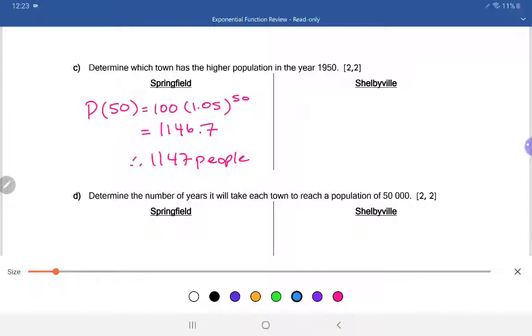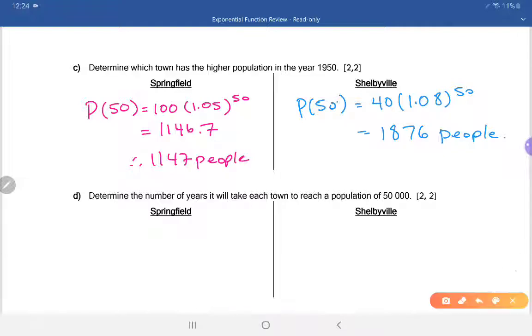This one, Shelbyville, was 40 people to start. And was it growing at 8%? I actually don't remember now. I think it was growing at 8%. If not, you can fix it. But this is looking at 1,876 people if I use the right numbers. And then D, I would say you don't have to worry about D because we didn't really cover that one as much.